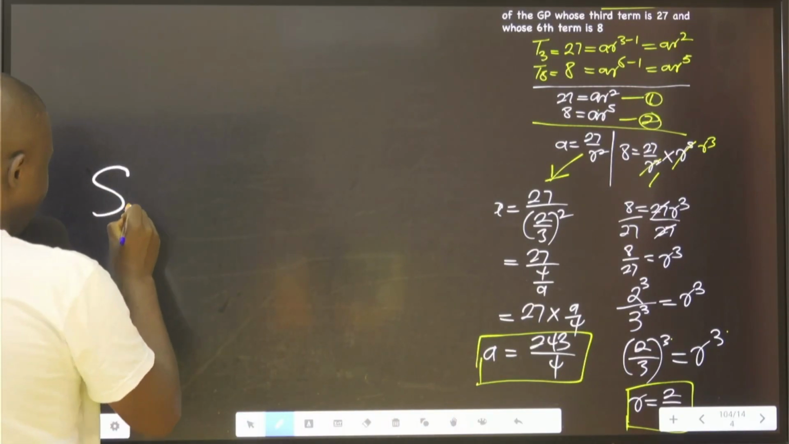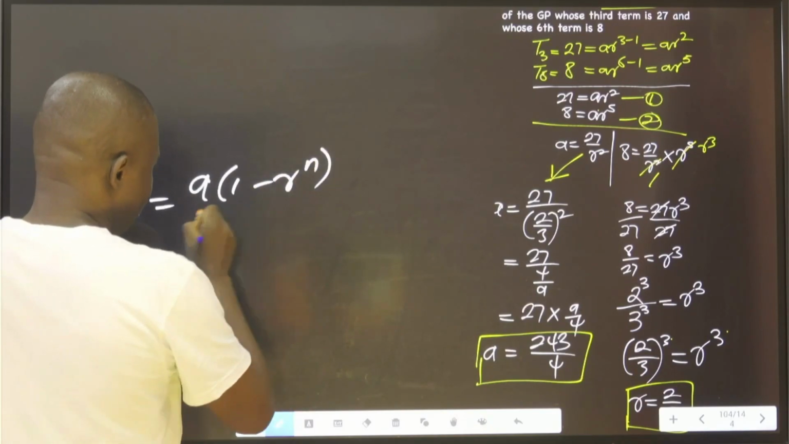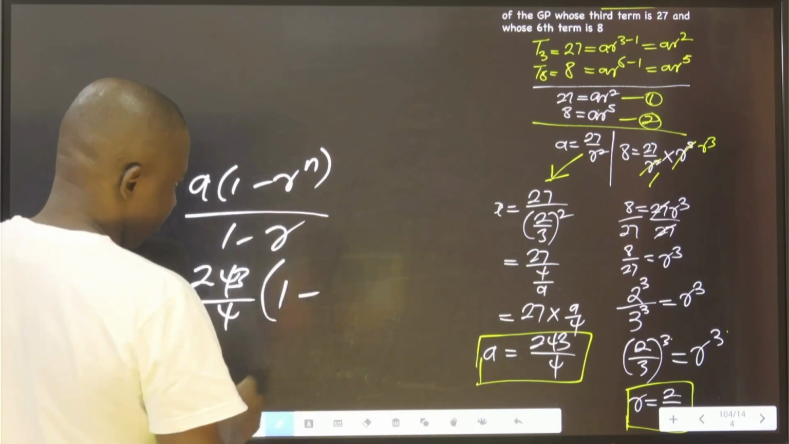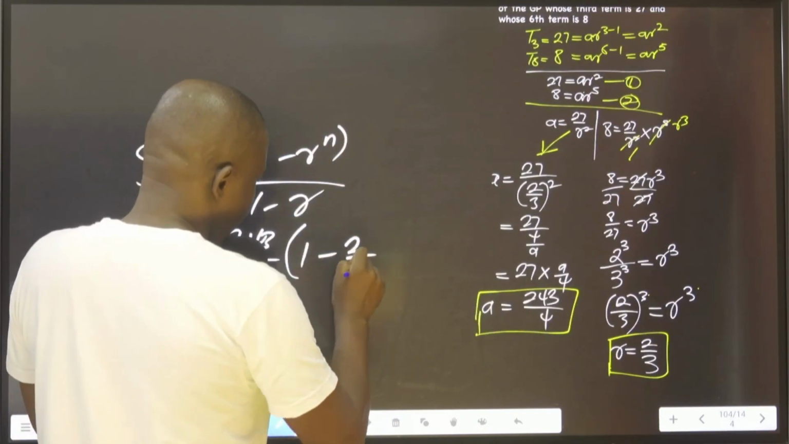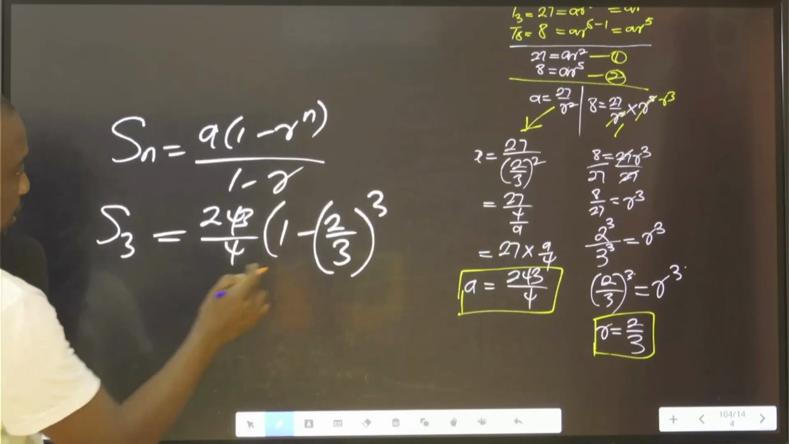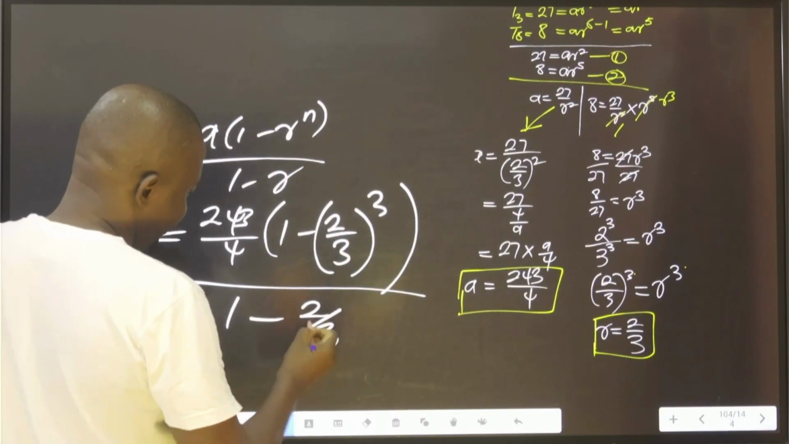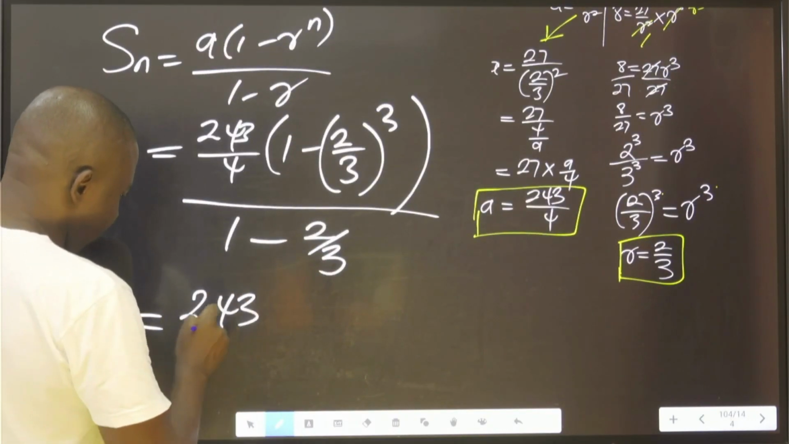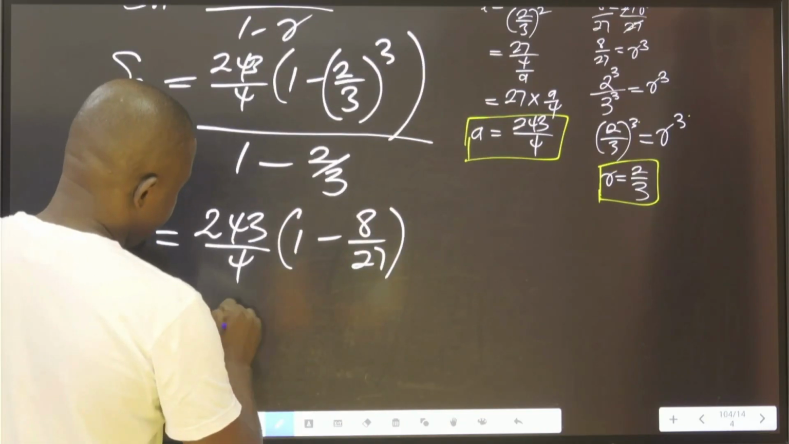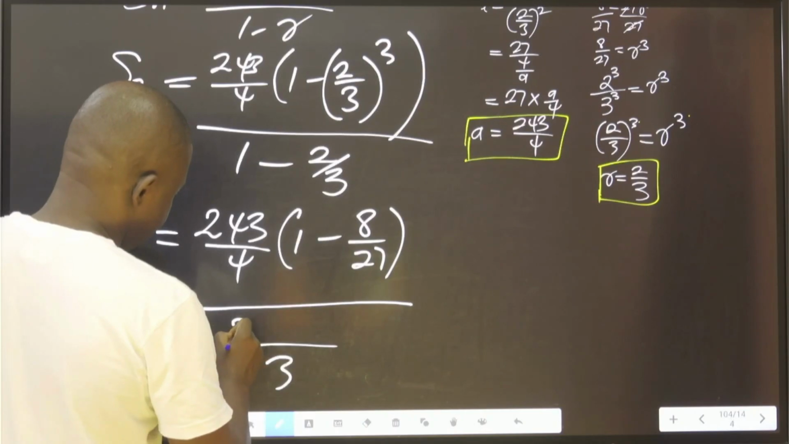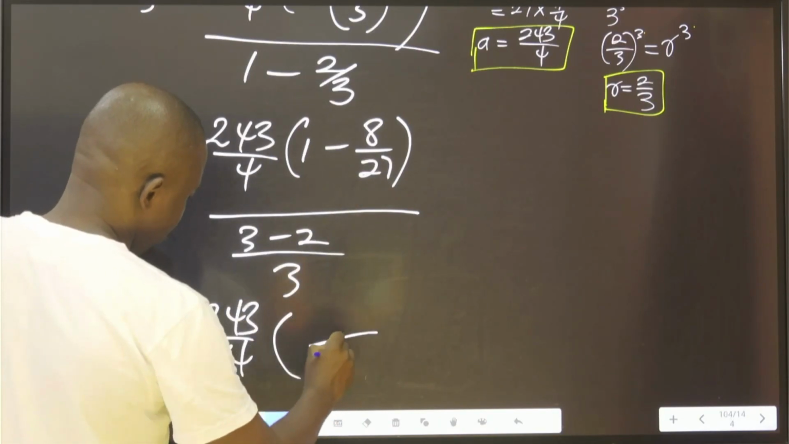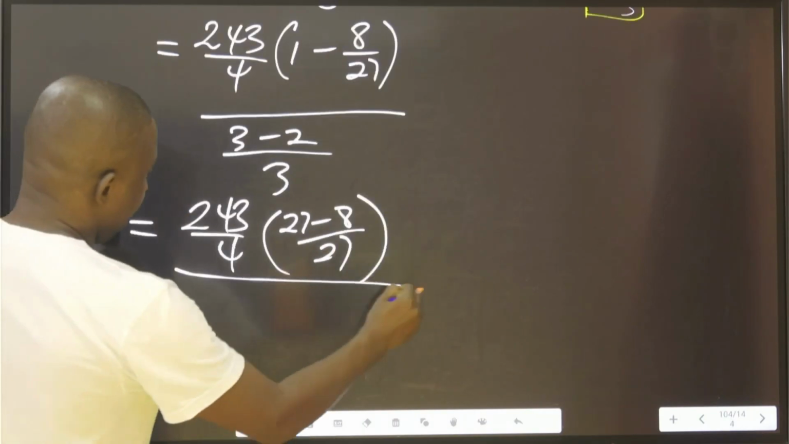It means, okay, the first term is 243 over 4. 1 minus r. r is what? 2 over 3 raised to power 3 because it says the first 3 terms. All over 1 minus 2 over 3. 243 over 4, 1 minus 8 over 27, all over 3 minus 2 over 3, equal to 243 over 4. This is 27 minus 8 over 27, all over 1 over 3.